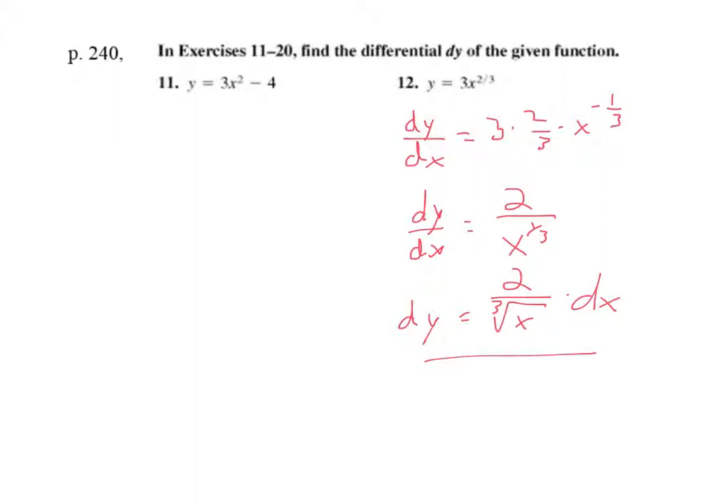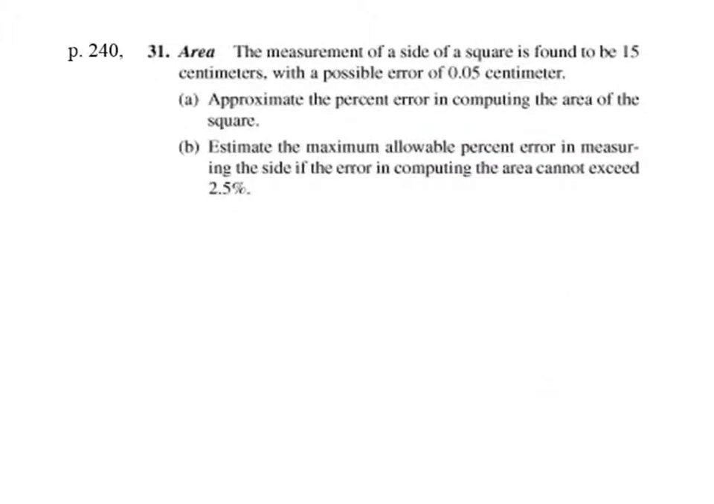So just to clarify what that means. Now, if you knew some numbers for dx and you knew what the x was, then you could plug them in and get some actual numbers. For number 31 of your homework assignment, there is a hint on the assignment sheet that says to refer to example 3 on page 237.